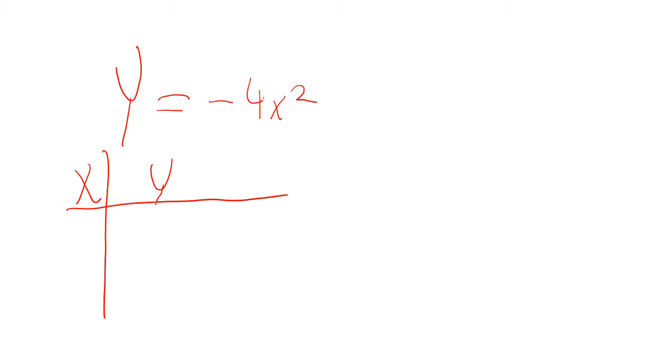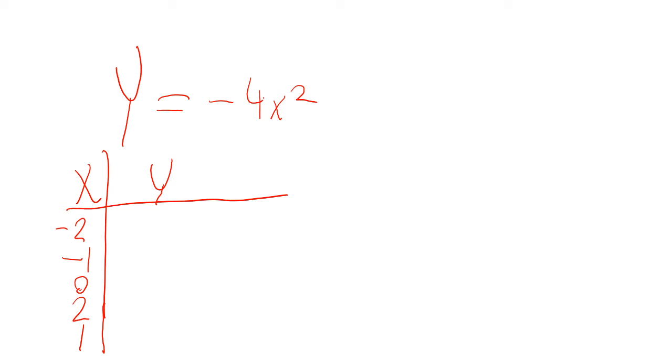Equals negative 4x squared. And we're going to graph this on our Cartesian plane. Now, before we graph this, we're going to have an xy table, and we are going to plug in some values of x. We already know our inputs: negative 2, negative 1, 0, 2, and 1. Those are always going to be your inputs.